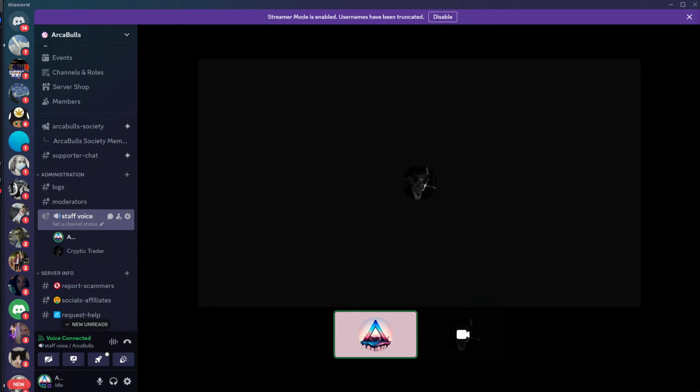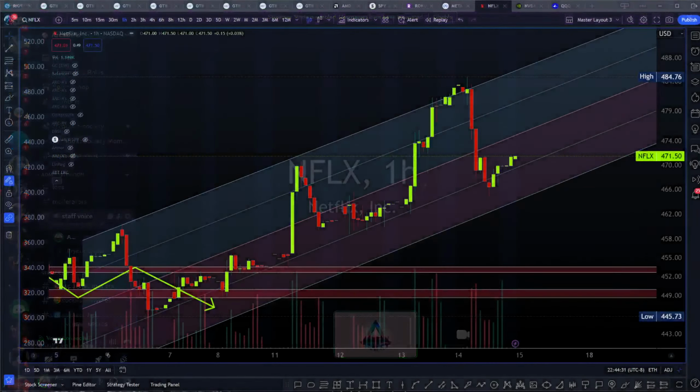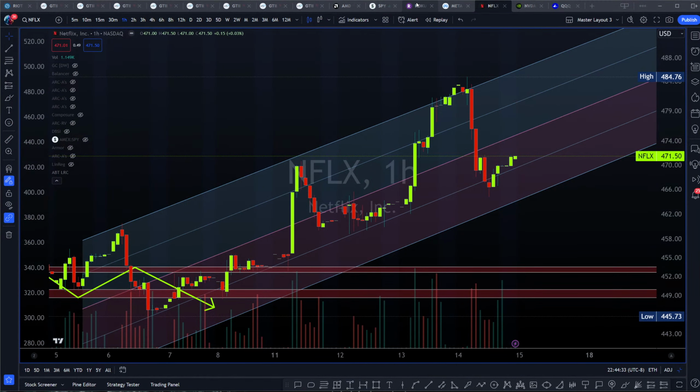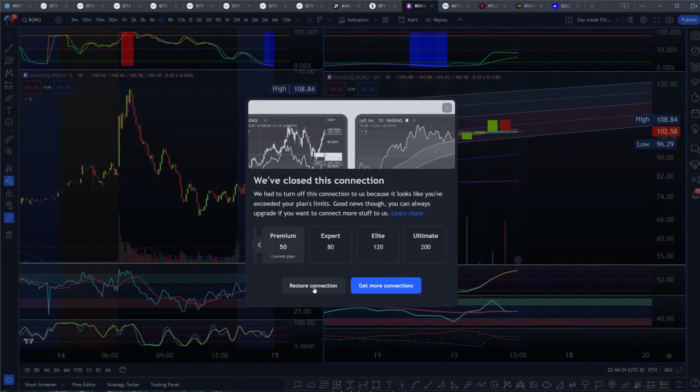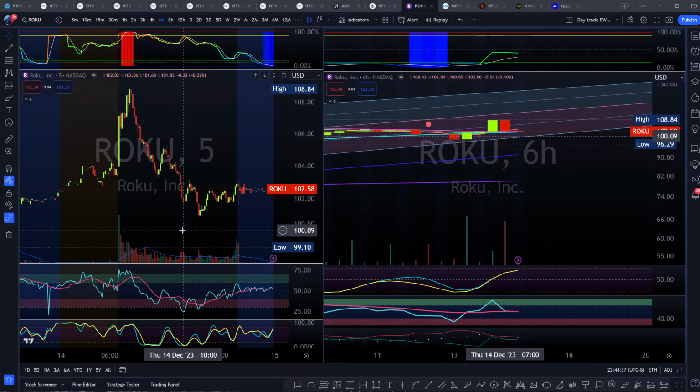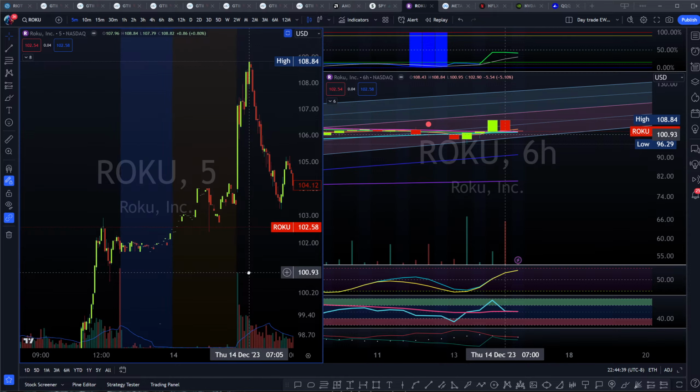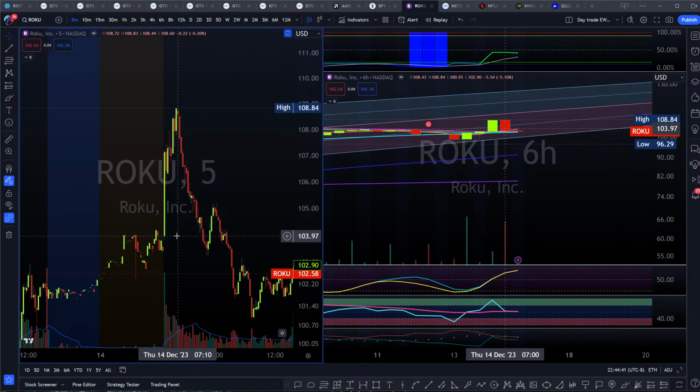Today was a great example of something like that. I'm not sure what moved it, but Roku, dude, that thing mooned. It mooned at open range. Look at this, dude. This thing opened at 103.97 and rallied to 108.84. Oh man. I was trying to chart this, but I couldn't because the overextension was real, bro. That's mad FOMO.